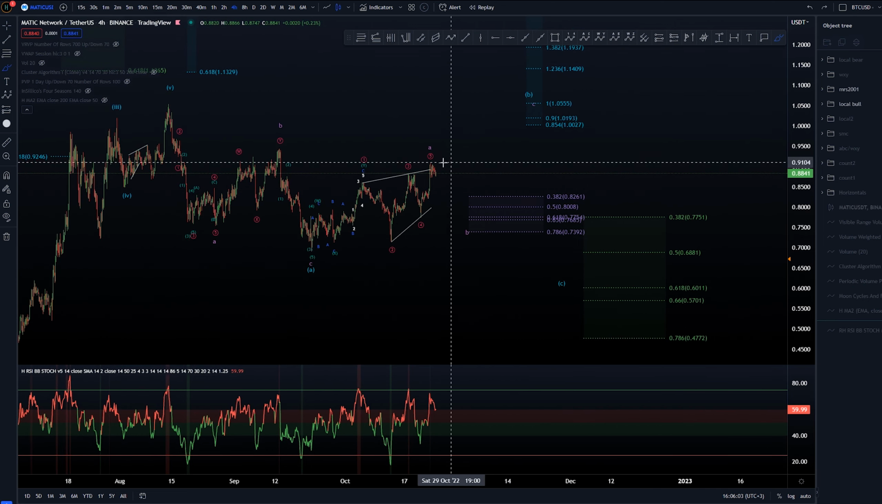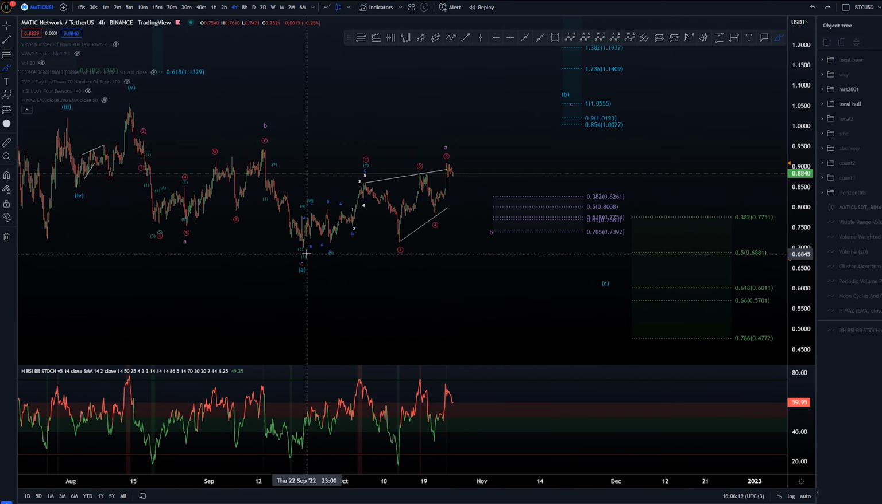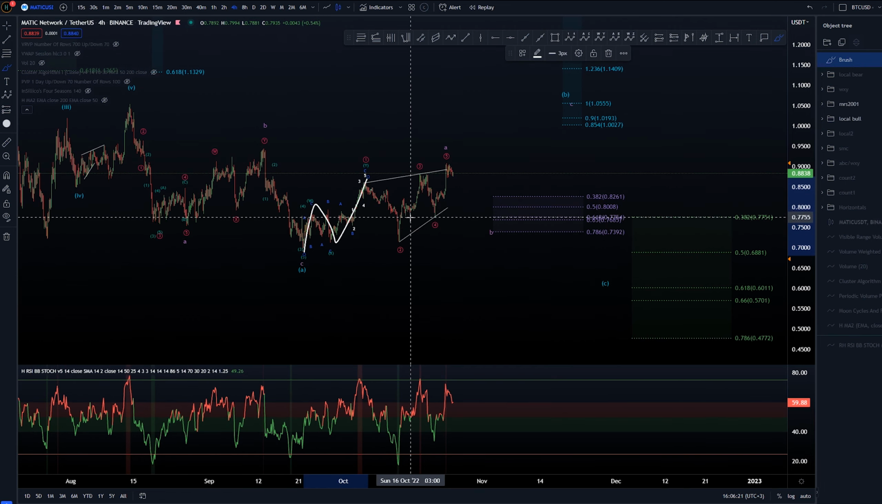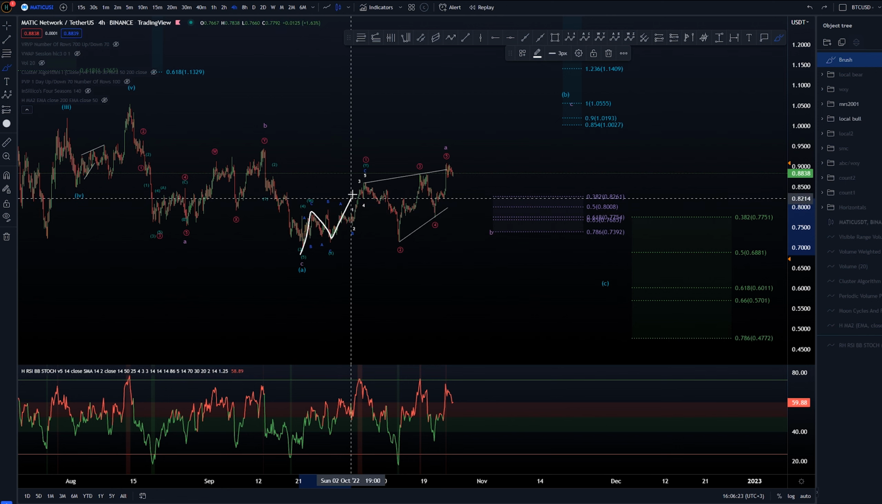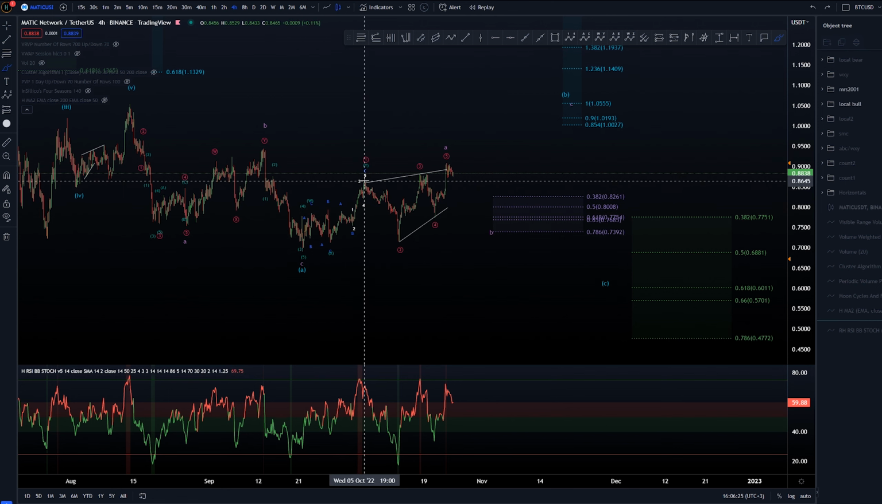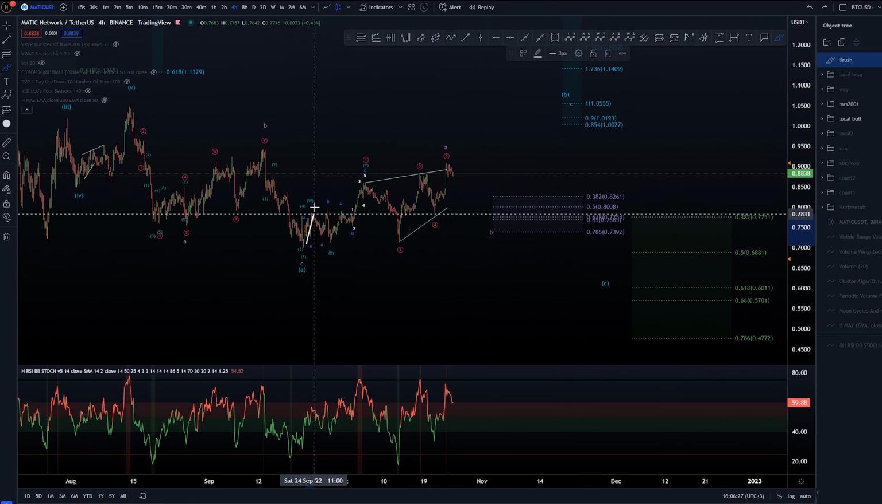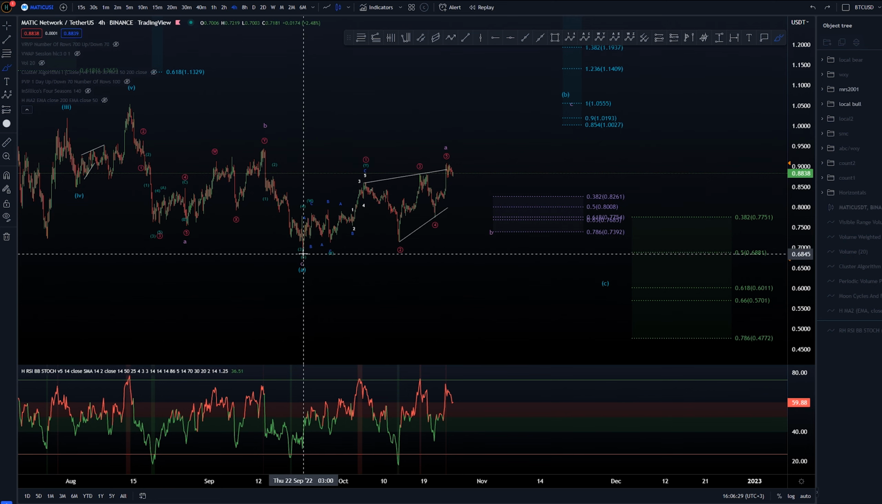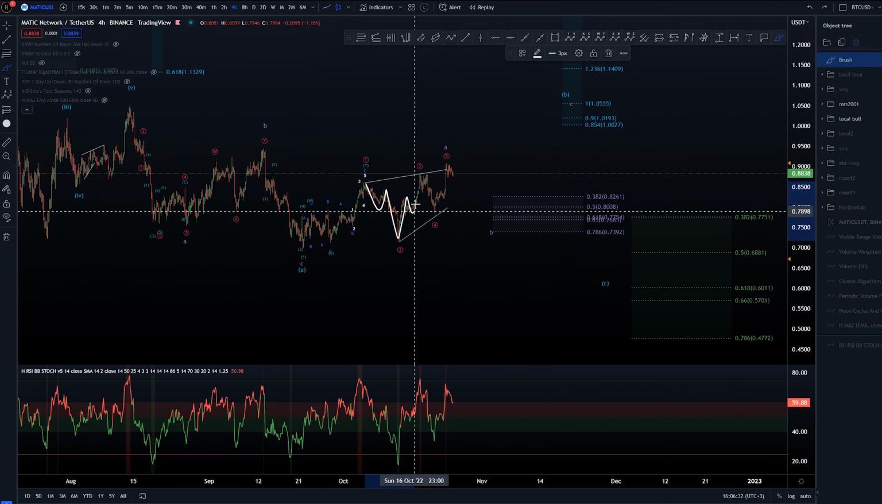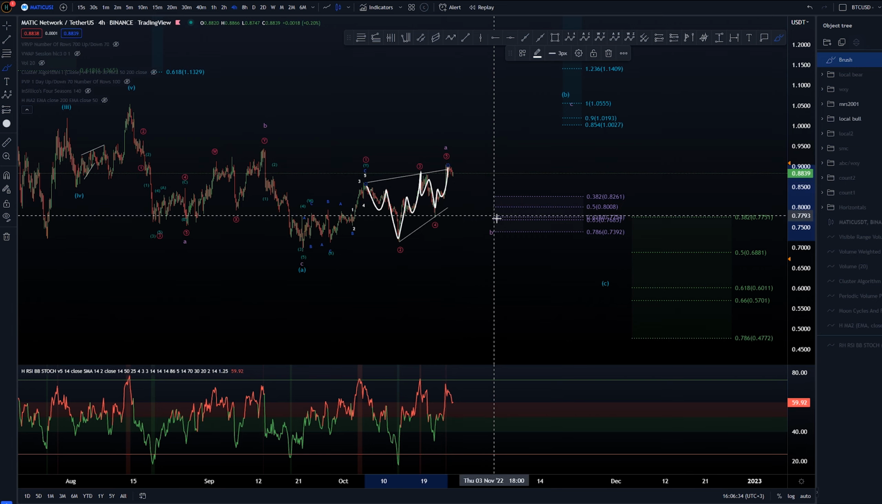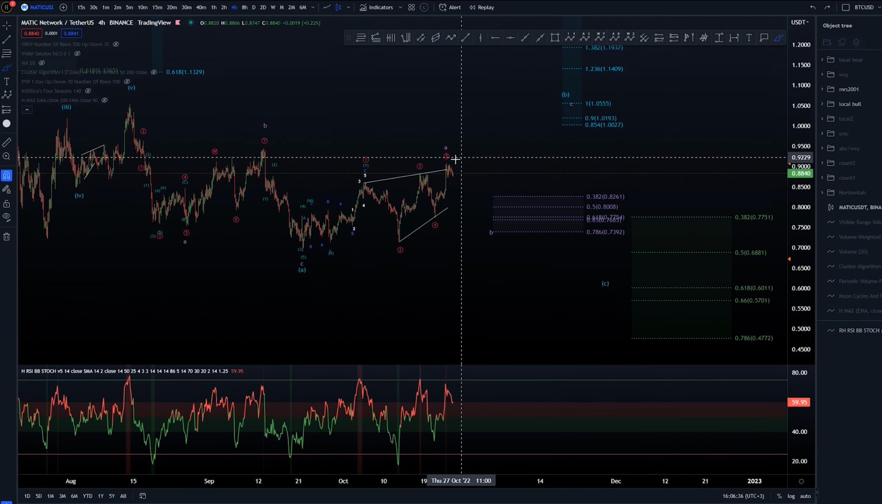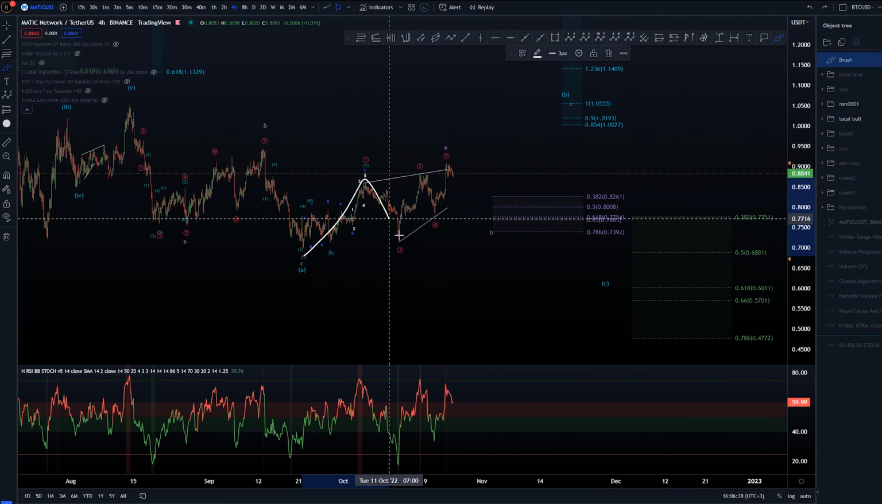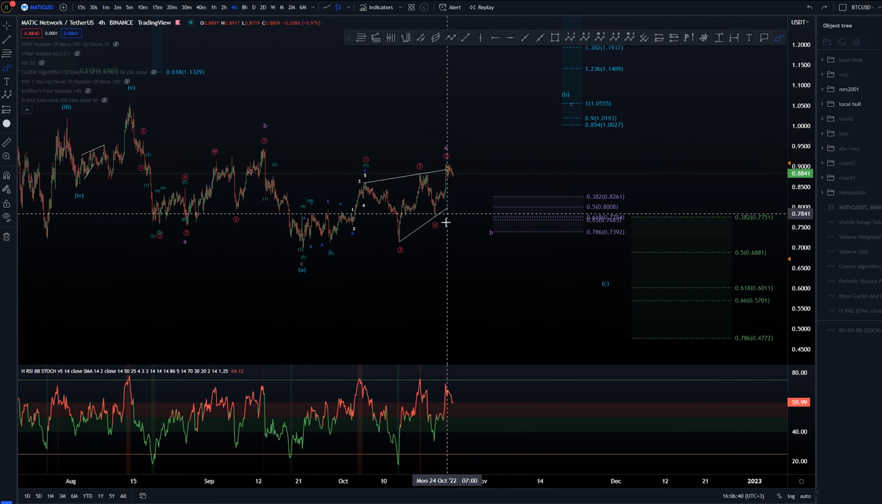To get into that wave B, at the moment it is possible to create this as a contracting leading diagonal as a wave 1, and here we would have a WXY as a double zigzag, then another zigzag, another zigzag, another zigzag, another zigzag. It looks pretty good as is. And that is again 1, 2, 3, 4, 5 into a possible A wave.